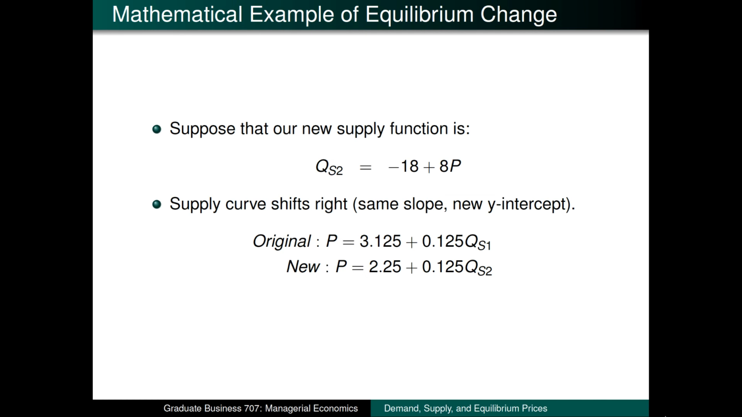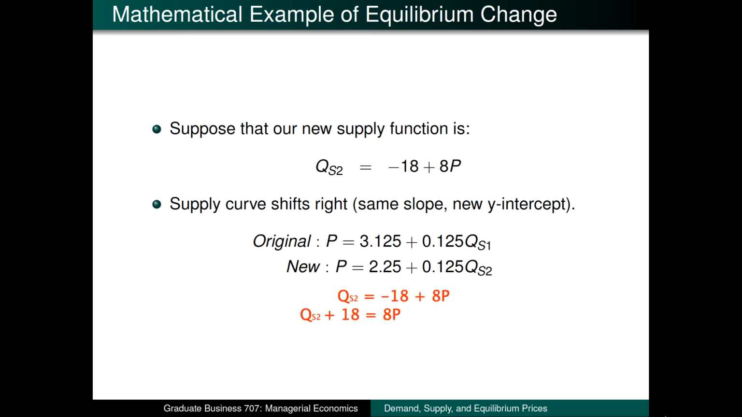Recall from the supply video that the inverse supply function was P equals 3.125 plus 0.125 QS1. Let's suppose that the new supply function becomes QS2 equals negative 18 plus 8P. In order to determine that this is associated with a supply curve that shifted to the right, let's invert this new supply function by solving for P.